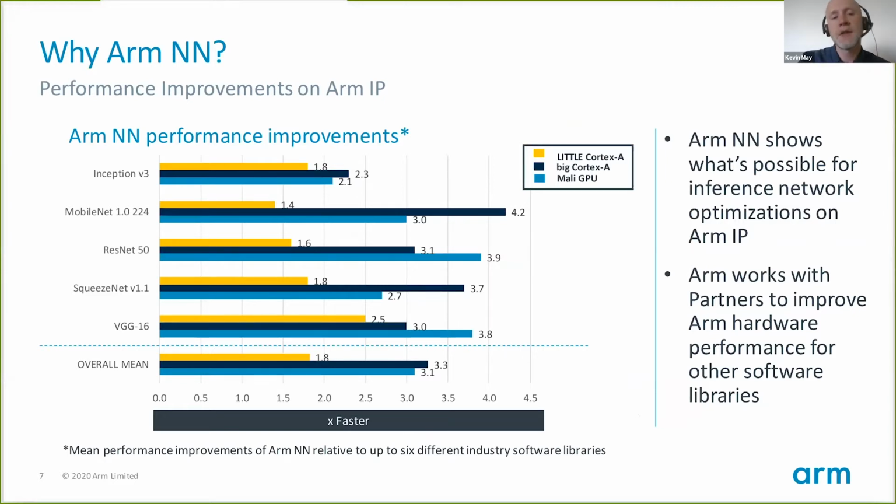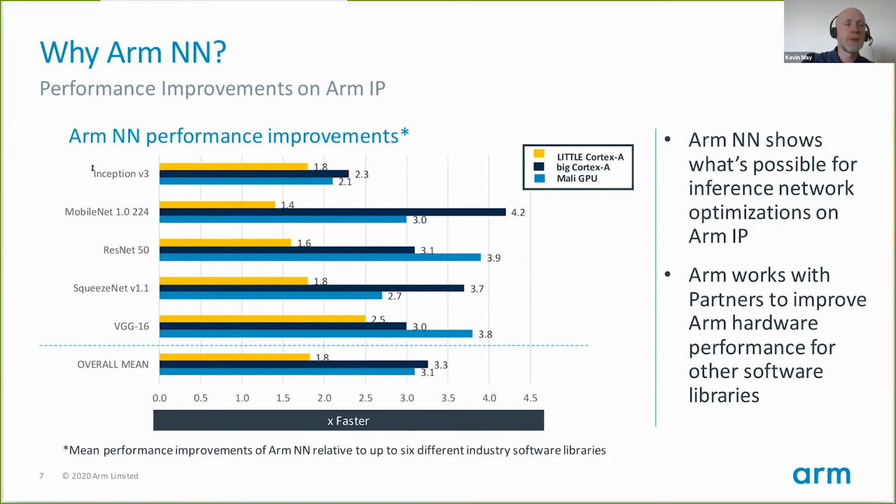So I've already mentioned ARMNN's easy parsing of different frameworks, which is a great feature. And that gives you access to the compute library to target cores such as Cortex-A as efficiently as possible. And this slide shows these performance improvements and why they're a differentiator for ARMNN.